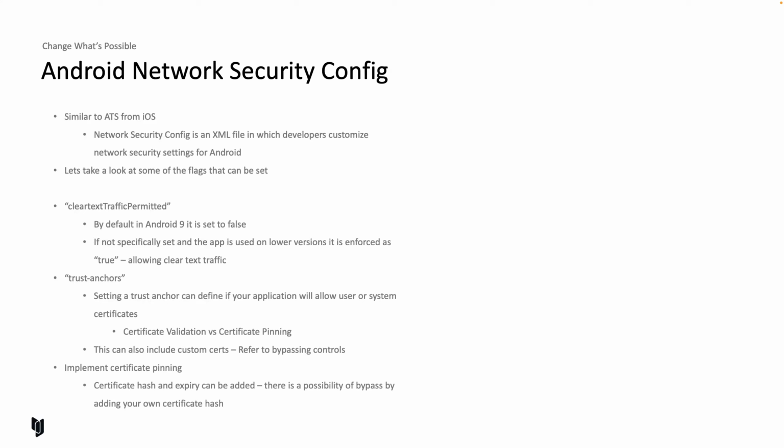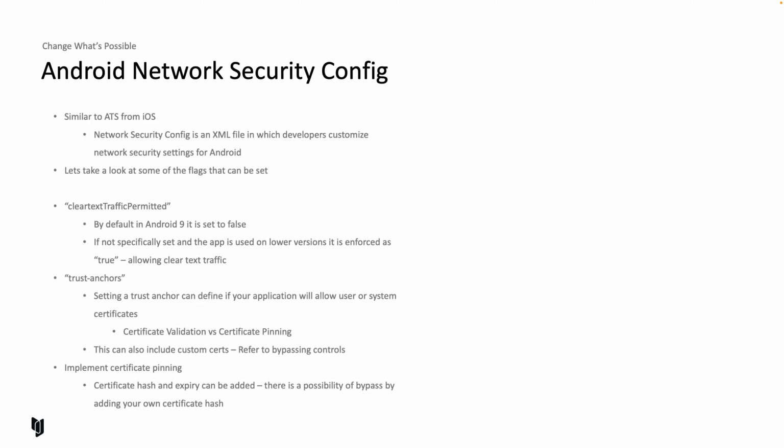So, Android Network Security Config. It's very similar to ATS from iOS. The network security config is just an XML file in which developers customize network security settings for Android. So we can take a look at some of the flags that can be set within that file, and you'll see some of the stuff that's similar to what we already talked about.